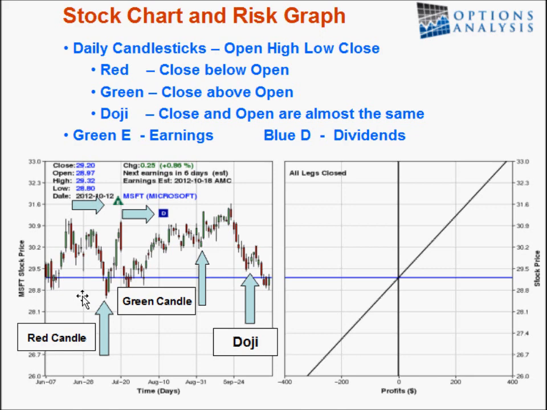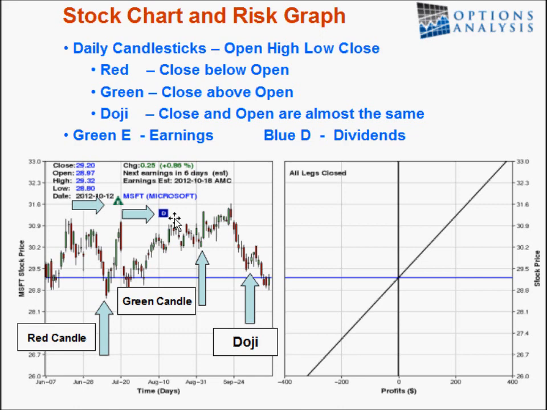If the close is below the open, the candle is colored red. Over here is a green candle. If the close is above the open, the candle is colored green. If the close is near the high, you get no wick.